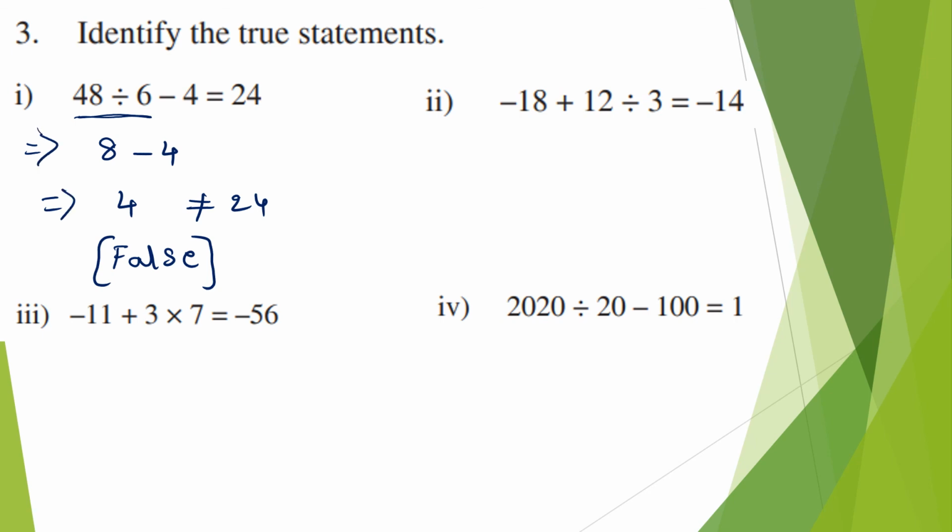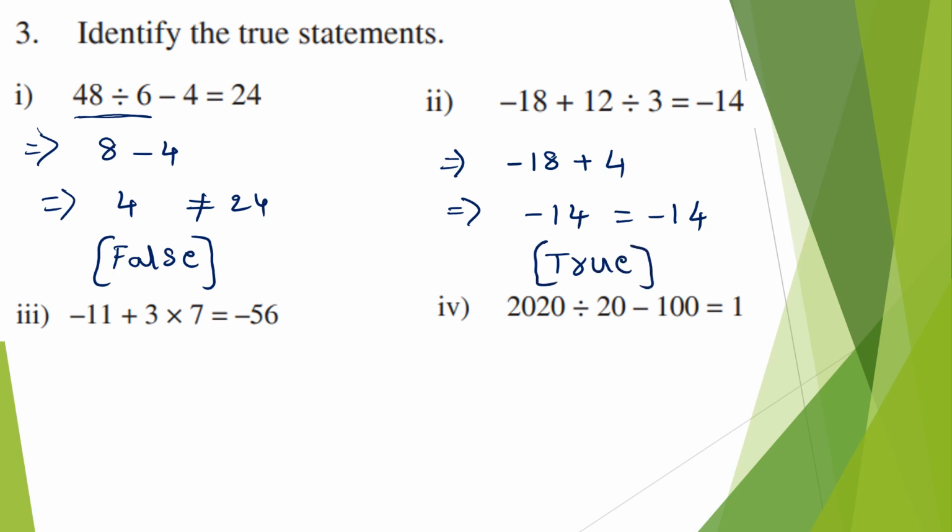Next one here. Minus 18 plus 12 divided by 3 equals minus 14. Let us calculate this LHS. Minus 18 plus 12 divided by 3, that is 4, right? So write it, minus 18 plus 4. How much is minus 18 plus 4? That is minus 14 only, right? That is equal to minus 14. Yes, it is a true statement. Both LHS equals RHS, right? So that's why. Let us see this one.